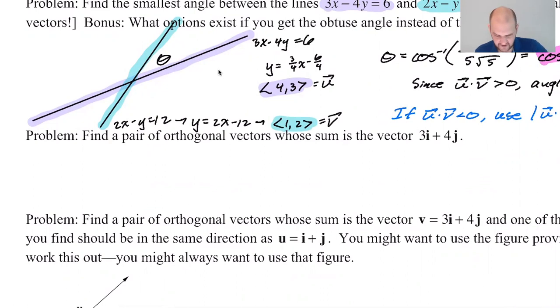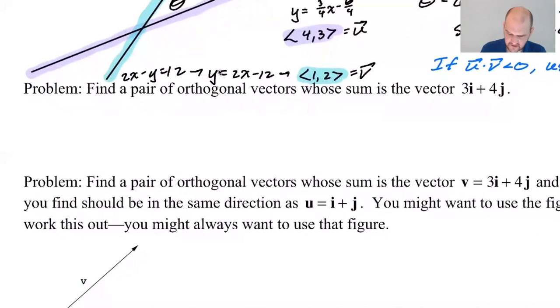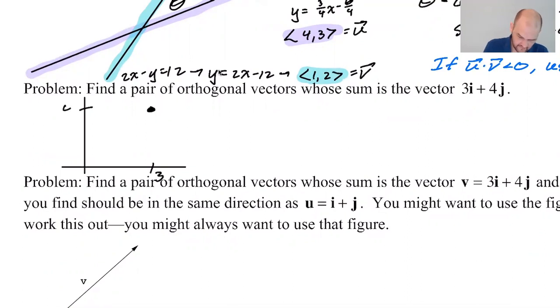So find a pair of orthogonal vectors whose sum is the vector 3i plus 4j. This may potentially be a trick question. It may not be, but it might be a trick question. So what am I trying to find? 3, 4. Okay, so maybe that's like here. 3, 4, right? So this is my vector.